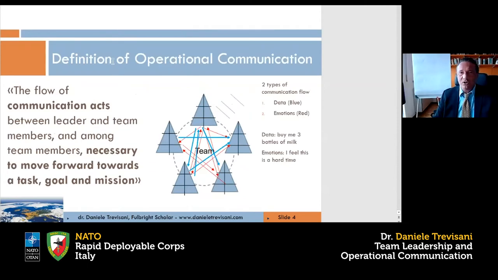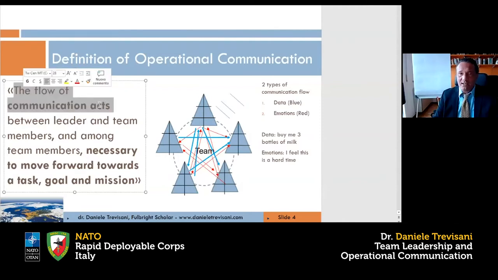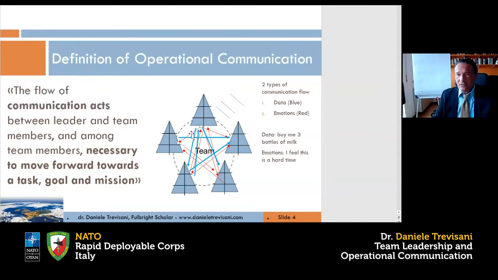Then we can see what operational communication is. It's the flow of communication acts between leader and team members and among team members necessary to move forward towards a task, goal, and mission. So if you see here, data flows are in red, flows of data among team members, and emotions. The emotion side of a message. Operational communication deals with both data messages and emotional messages.